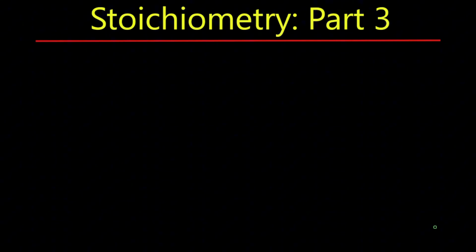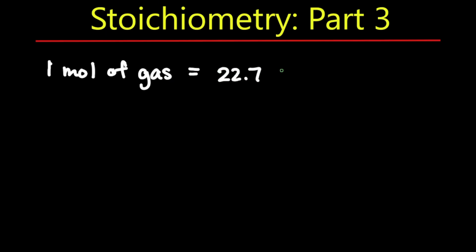An ideal gas, which means ideally we're not accounting for the misbehavior of any gases in the atmosphere or anything like that. Ideally, 1 mole of any gas is equal to 22.7 liters of gas at STP. Now, if you forgot what STP means, that's fine. I will go over it right now.